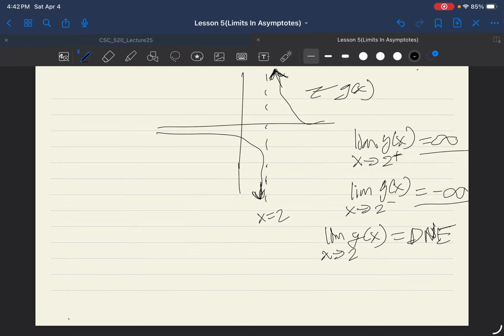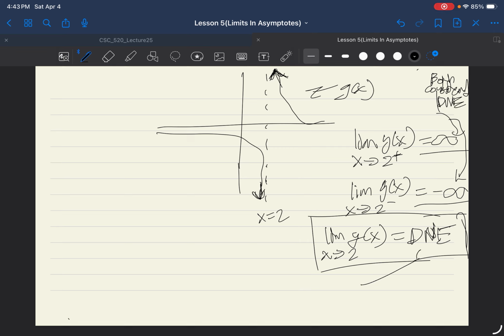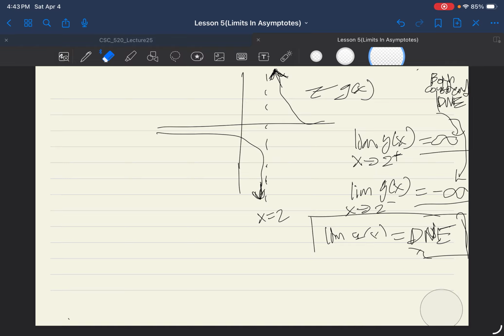So yeah, this is incredibly important. Remember that it is DNE. And both of these are also DNE in some cases, in most cases. These are both considered does not exist. But we say DNE, whenever traditionally we don't say infinity or negative infinity. All right, so that was pretty simple, honestly.